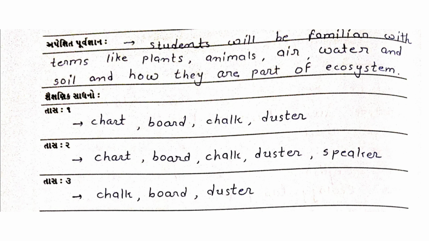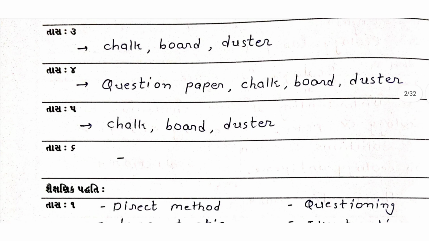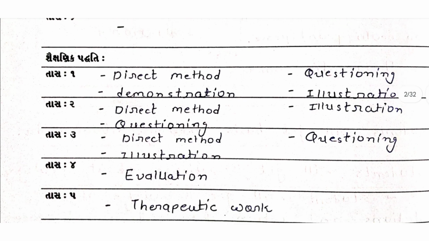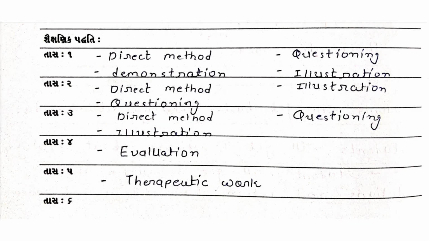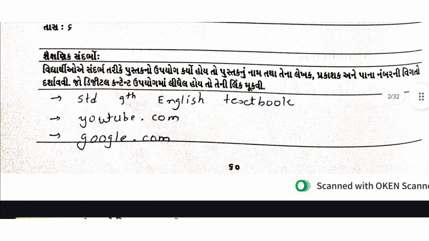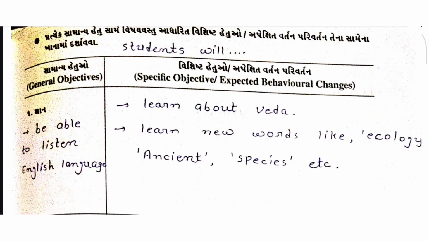Previous knowledge of students. Here I have written that a student will be familiar with terms like plants, animal, air, water and soil and how they are part of the ecosystem. Then comes teaching material. And teaching method. These are the methods which I have used in different days of the unit lesson. Then reference. Here I have used English textbook, YouTube and Google as my reference material. These are the general and specific objectives.